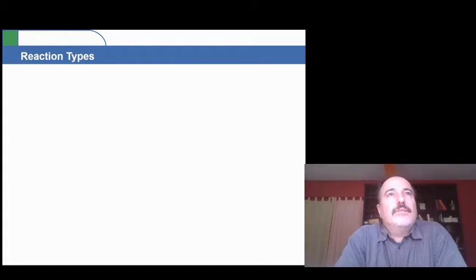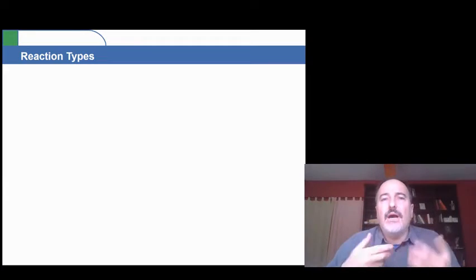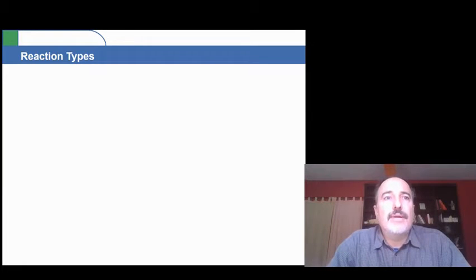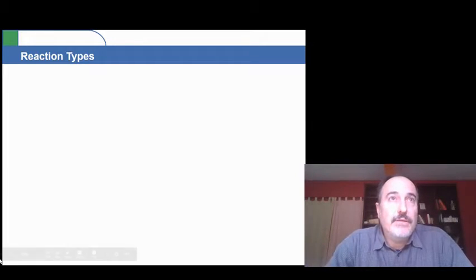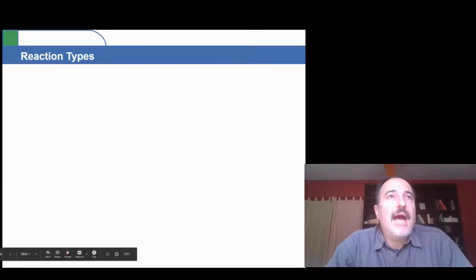Hey y'all. Today we're going to be looking at different ways to classify chemical reactions. By being able to classify them, it makes it a lot easier to predict them and to really understand what's going on in a particular chemical reaction simply by looking at its chemical equation. Okay, so the different types that we have.